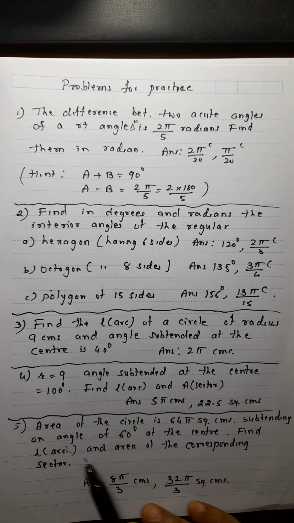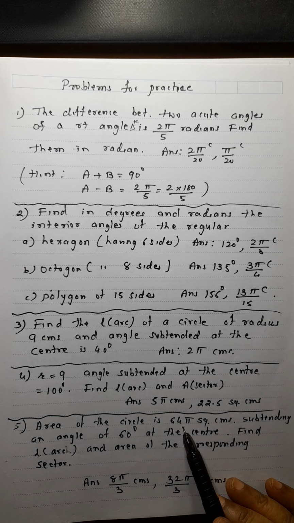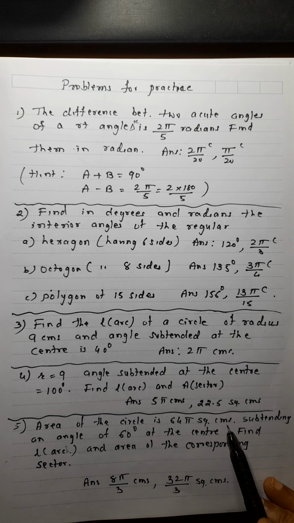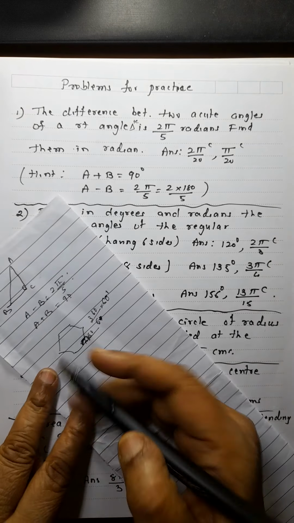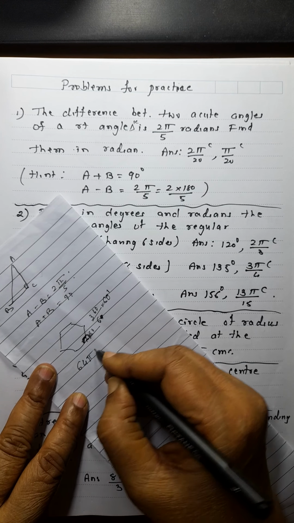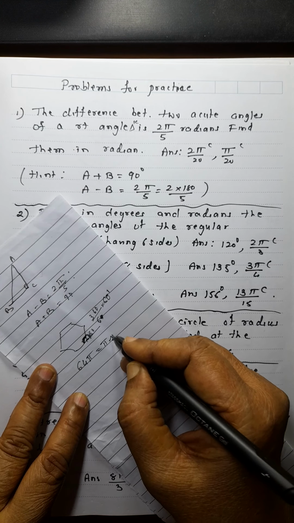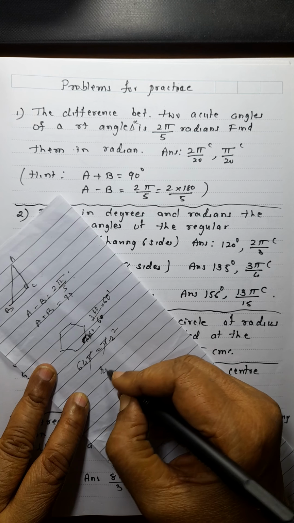Area of the circle is 64 pi square units. Area is given, and with the help of area you can find out the radius. See here, area of the circle is 64 pi and the formula for the area is pi r square. This cancels, so r will become 8.